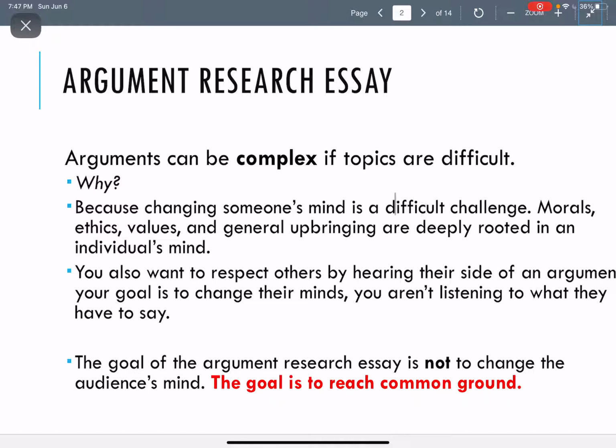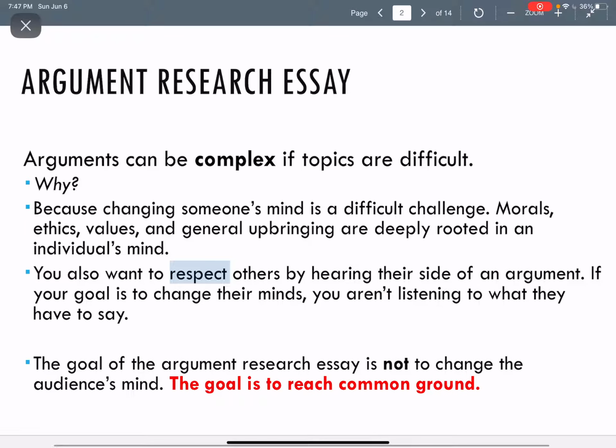Changing someone's mind is a difficult challenge because someone's morals, ethics, their value system, maybe even general upbringings are deeply rooted in their mindset. So getting somebody to change their opinion about something that they hold a strong connection to or that they care about is very difficult. And also you just want to respect different viewpoints, different sides to an argument. If your goal is to change the audience's mind, you aren't listening to what they have to say, and that's not good for your credibility.